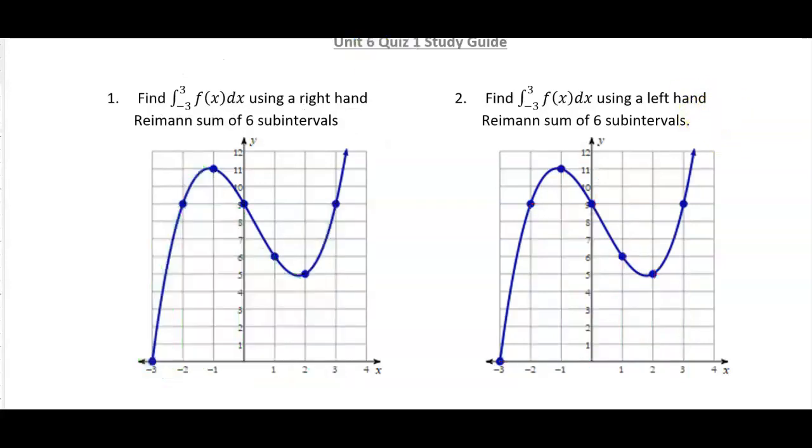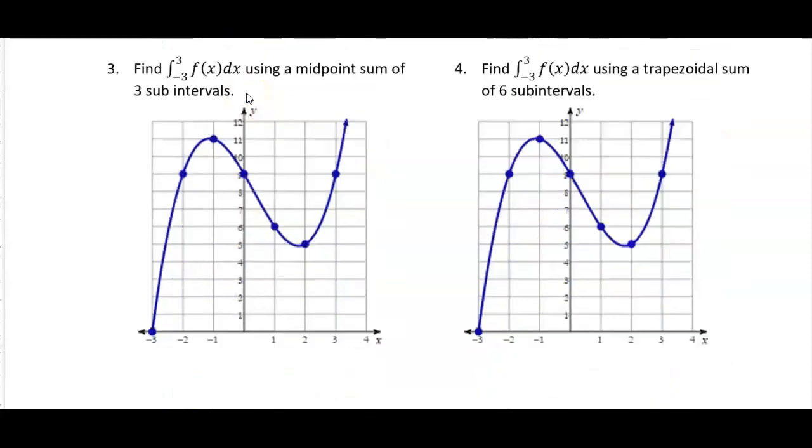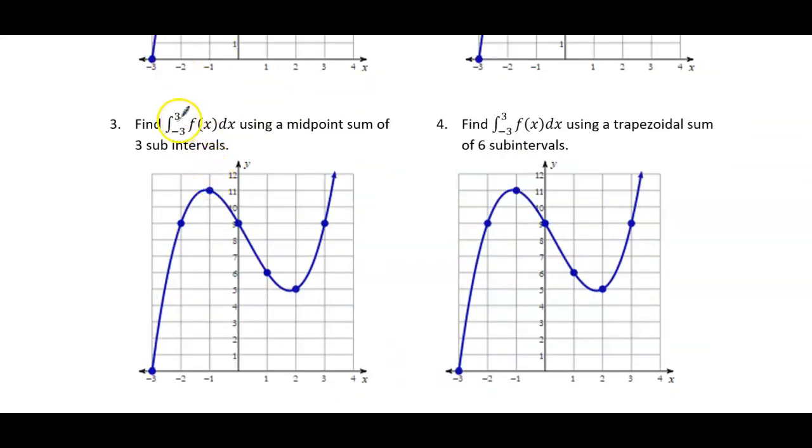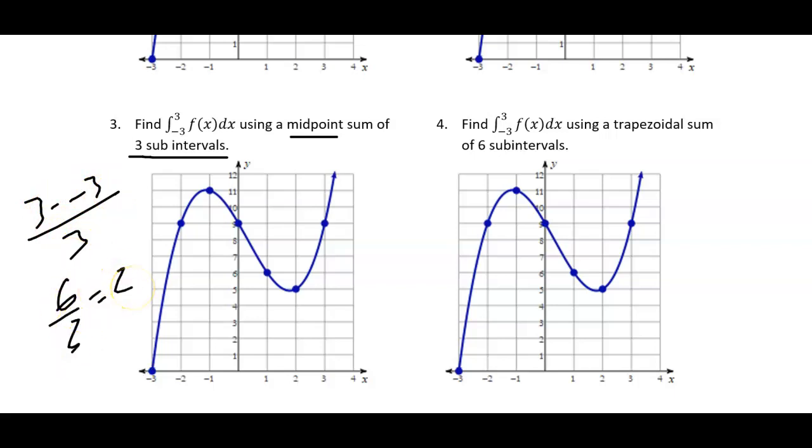Let's move along here to number 3. For number 3, we are going from -3 to +3. We're going to be using a midpoint sum of 3 subintervals. So if I'm going from -3 to 3 and I want to break that up into 3 parts, we're going to take the last number, subtract from it the first number, and then divide by 3. That gives me 6/3, which is 2. So I'm going to be going by 2s, from here to here, to here, to here.